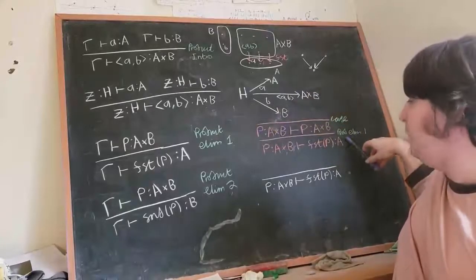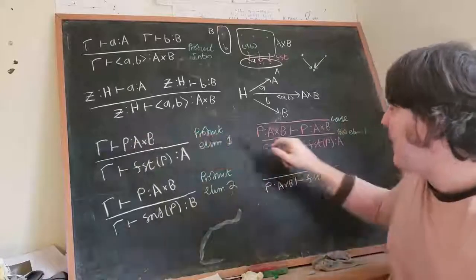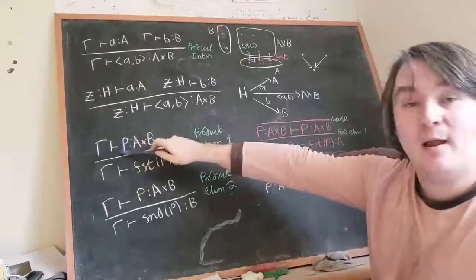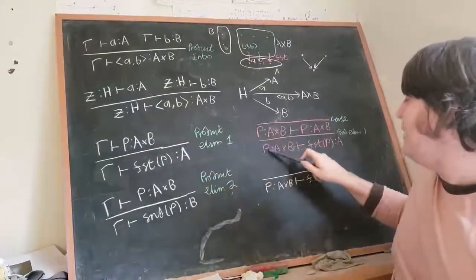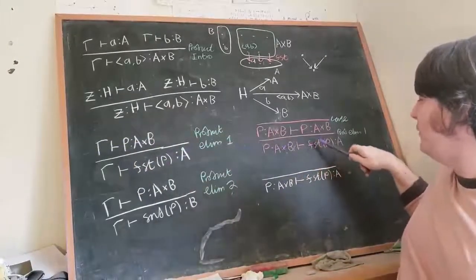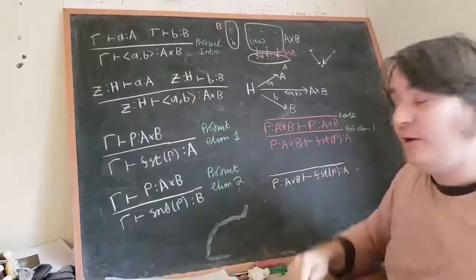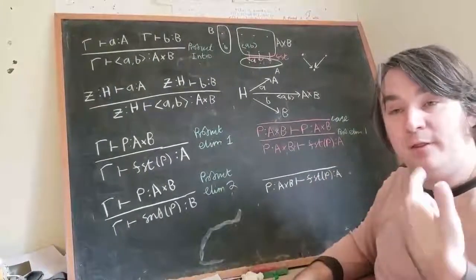And then if we apply this product elimination rule 1 here, with this context gamma being p in A times b, since having p in A times b entails that we have p in A times b, we can use this rule to get that having p of type A times b entails that we have fst of p of type A.